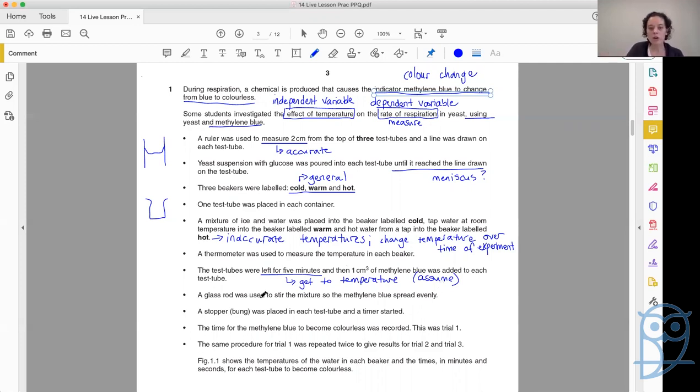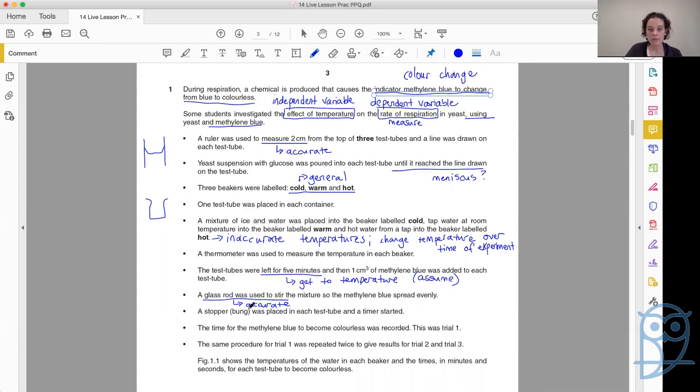Okay, a glass rod was used to stir so that the methylene blue spread evenly. This is a good thing. It's not one of those randomly shake. When we shake, we don't know if we're shaking the same for each test tube. We don't know if person A, B, and C are all shaking the same. But stirring with the glass rod, that's now a good thing. That's an accurate thing.